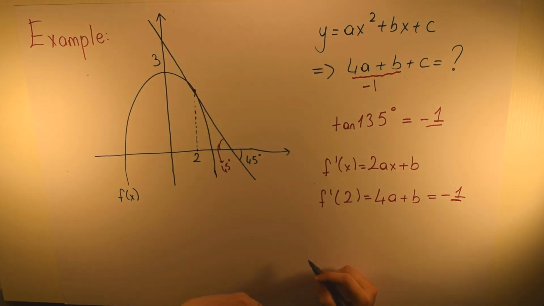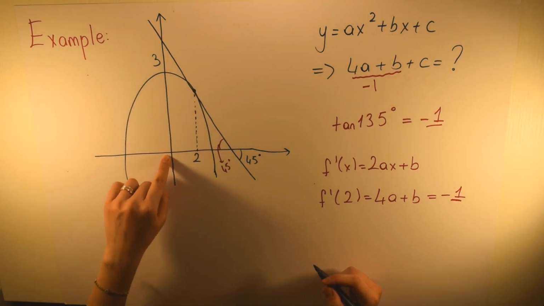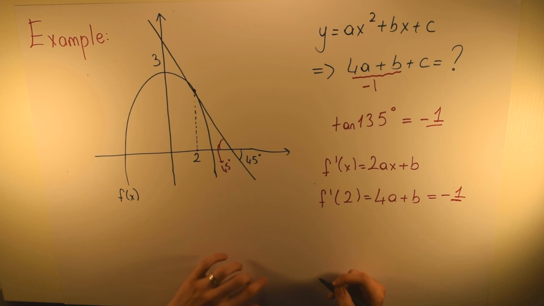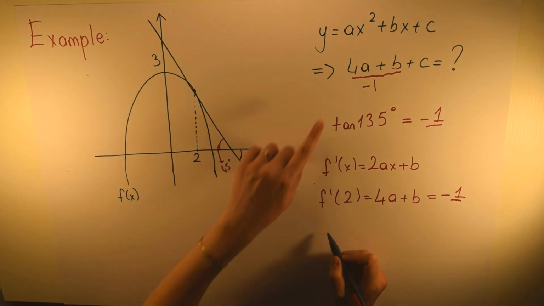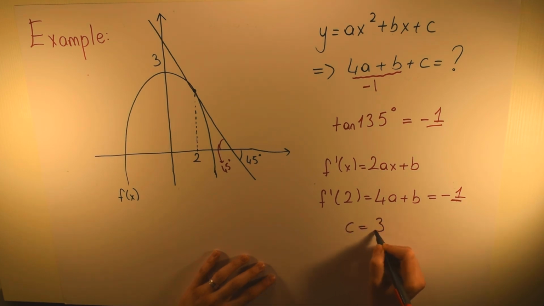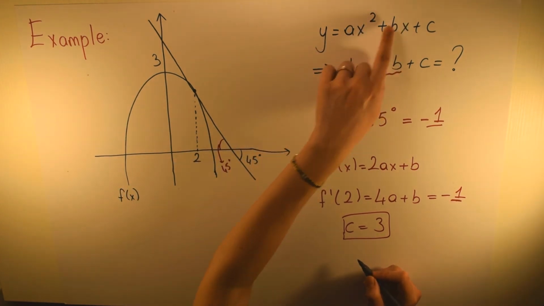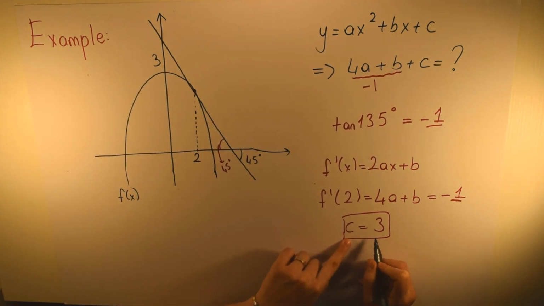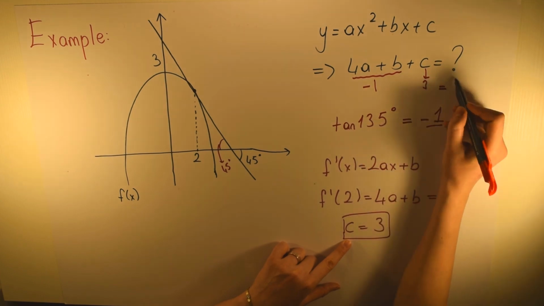So how can we find the value of c? It's very simple. When we look at this graph, we see that when x is equal to 0, y is equal to 3. So let's put these values in our function. It will be ax squared plus bx plus c. So here c is equal to 3. Why? Because when you put 0 instead of x, this will be 0 and this will be 0. So y is equal to c. Since y is 3 when x is equal to 0, c is equal to 3. So our answer to this example is minus 1 plus 3, which is equal to 2.